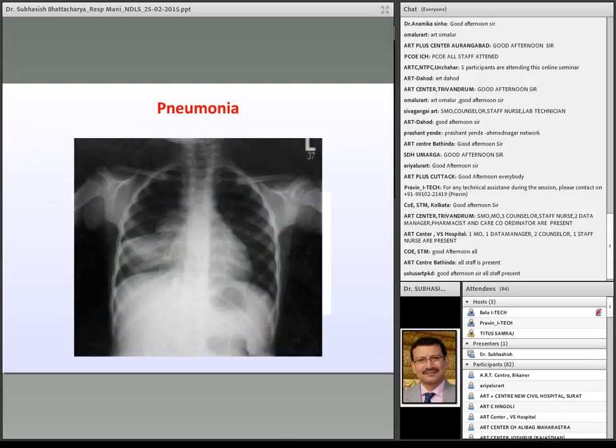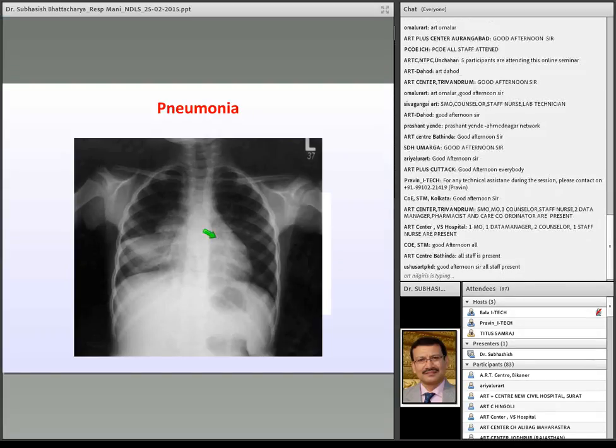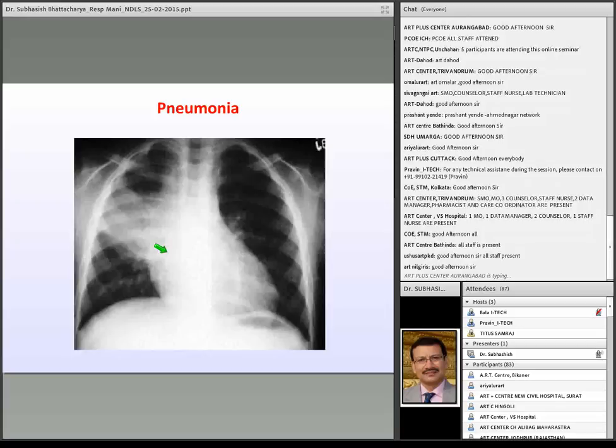This is a radiological picture of a pneumonia showing typical lower lobe consolidation in a child. Another case shows typical middle lobe consolidation in an HIV positive child.